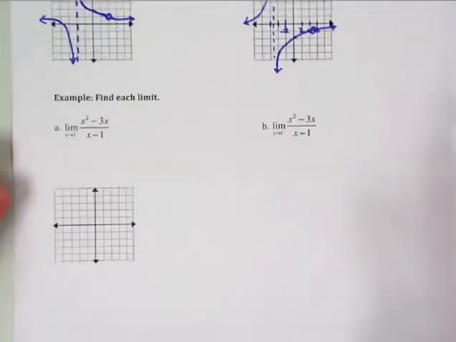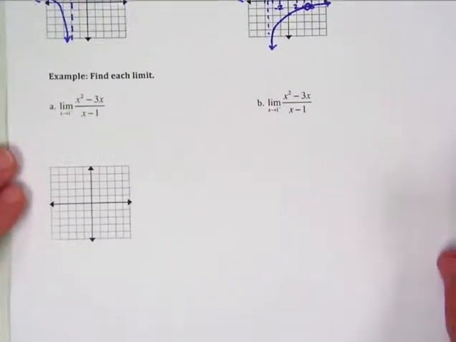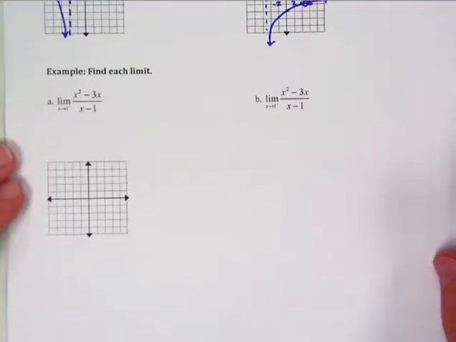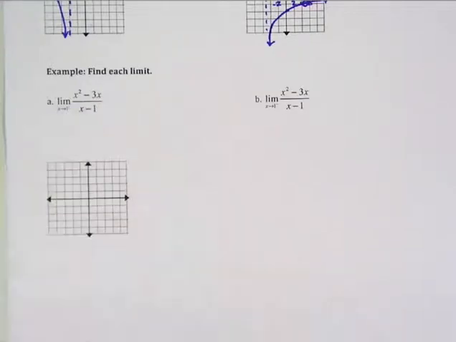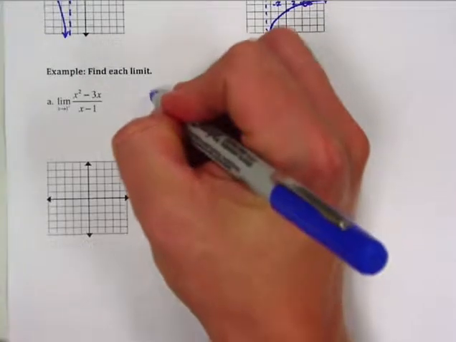All right, now our final example is going to be finding some limits, and we're going to talk about how vertical asymptotes can help us there. What we're trying to find is the limit as x approaches 1 from the left. And we're going to go ahead and try direct substitution here.